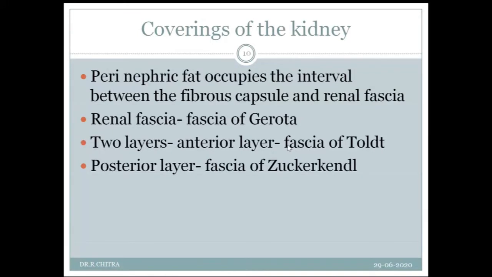Second is the perinephric fat. It occupies the space between the fibrous capsule and the renal fascia. This renal fascia is interesting. The fascia of Gerota contains two layers: the anterior layer, the fascia of Toldt, and the posterior layer, the fascia of Zuckerkandl.